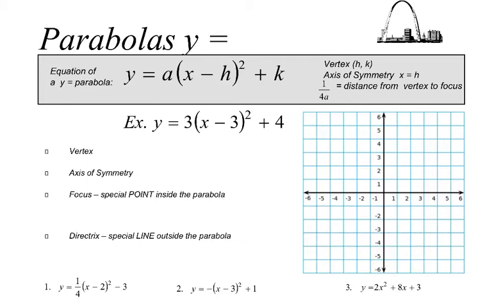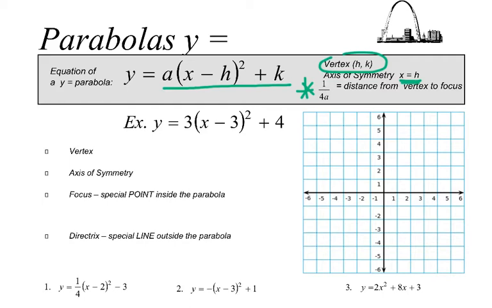Today we're going to revisit an old friend, parabolas, and we've spent so much time this year on parabolas, haven't we? You recognize the formula, y equals a(x minus h) squared plus k. You know the vertex is (h, k), and the axis of symmetry is x equals the x-coordinate of the vertex. And that's going to be the new twist on today, this new formula.